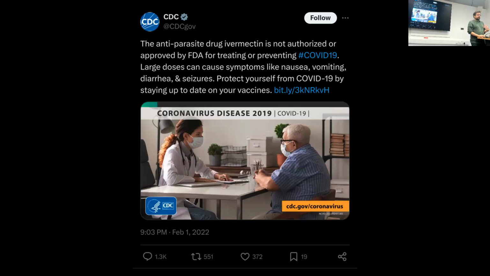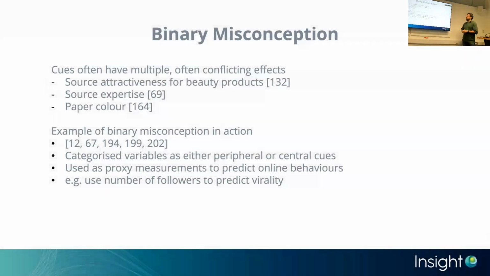Now, you might be thinking, okay, the content is important, but I wouldn't necessarily trust the content if it was just some random account. So why is the random account considered a peripheral cue, even though it's technically relevant? And I agree with you. So that's one of the reasons why, even when people were first creating these theories in the 1970s and so on, they said that cues often have multiple and sometimes conflicting effects.